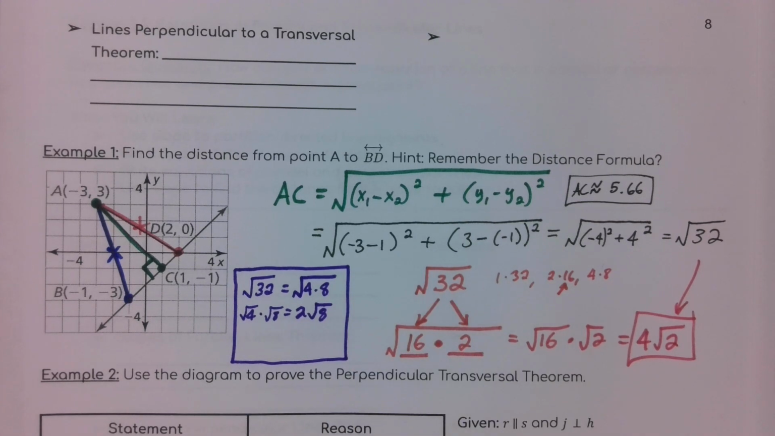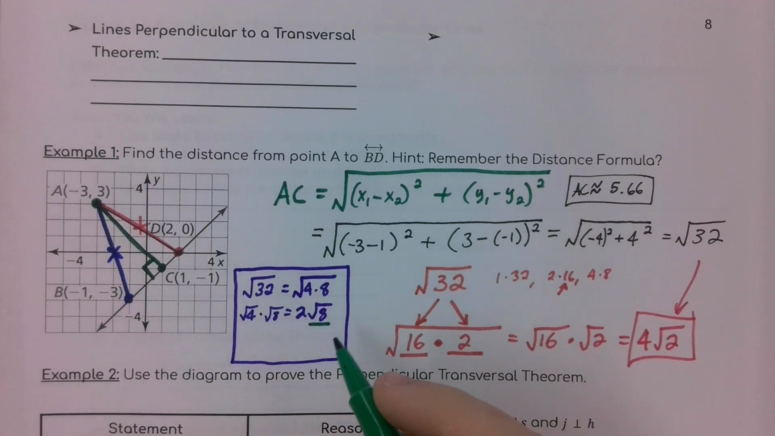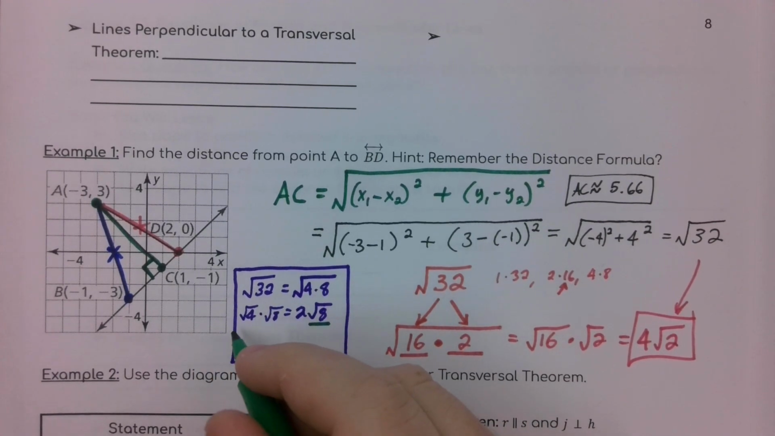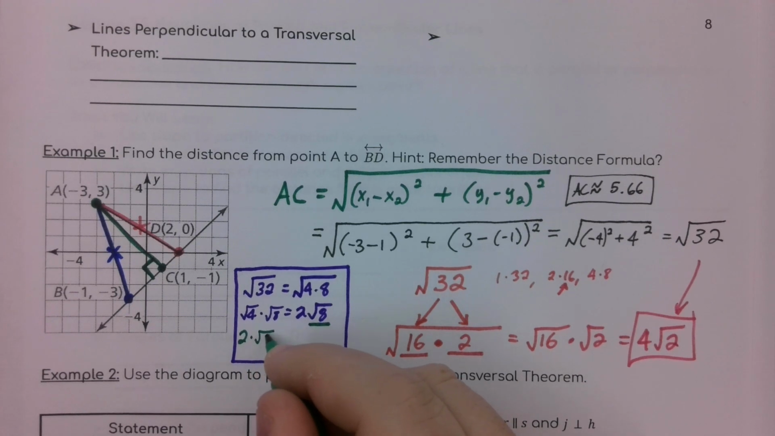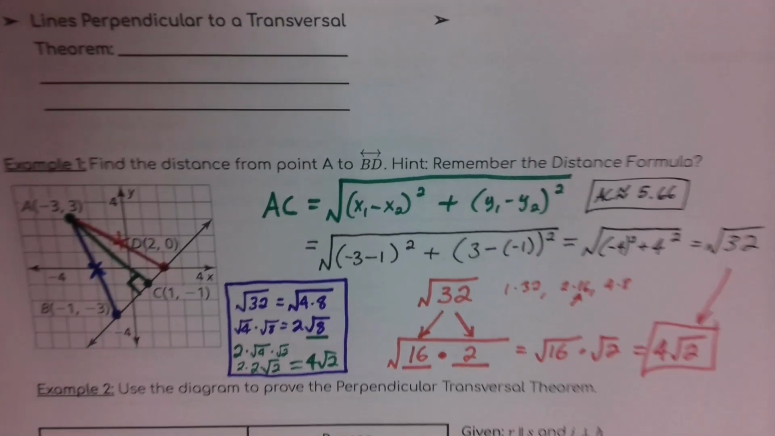But 8 can be split up even further. The square root of 8 could be written out as 4 times 2. So this becomes 2 times the square root of 4 times the square root of 2. Since the square root of 4 is just 2, it's 2 times the square root of 2, which gives us 4 root 2, the exact same answer we got over here. I'm not expecting you to be a pro at this right away, but I am expecting you to try this as often as possible.